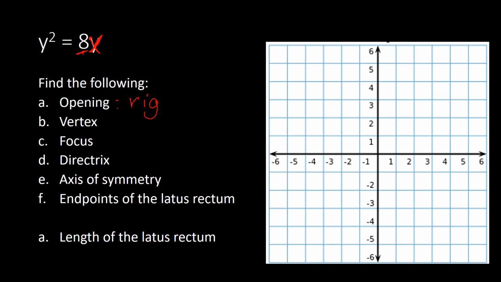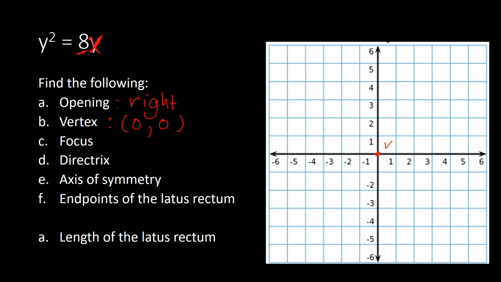Next one, we are going to identify the vertex. Since again we don't have a number added to y or subtracted to y, so that should be on y here is a 0. On x, we don't have a number added or subtracted, so that should be also a 0. So vertex is at 0, 0.